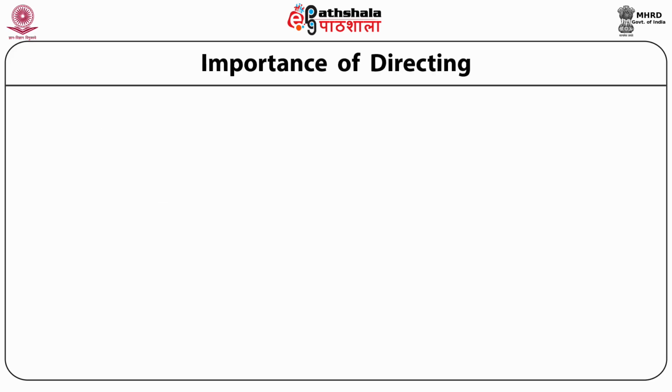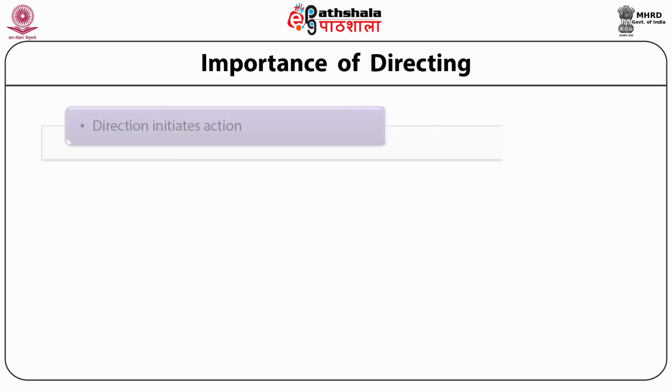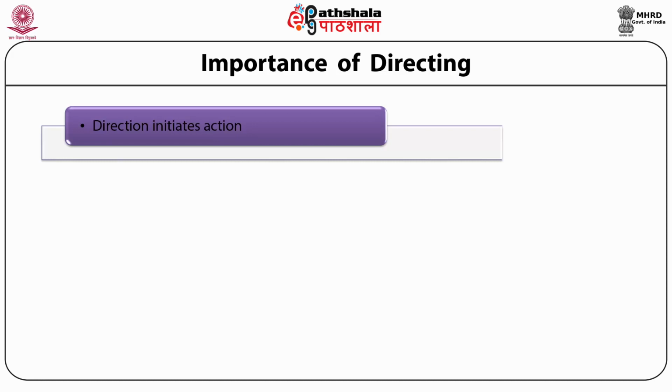Importance of directing. Direction is described as the heart of management process. It is the life spark of an organization which sets the organizational machine into motion. Direction function is important because of the following reasons. Direction initiates action. Management through direction motivates individuals in the organization to function in the desired way to achieve organizational objectives. In the absence of direction, no one can understand what he is supposed to do and whether he is doing it in the right way or not.